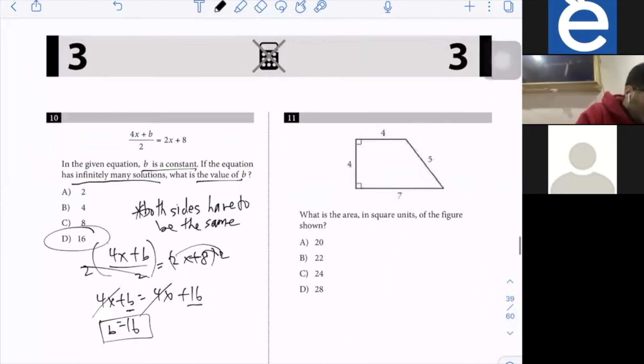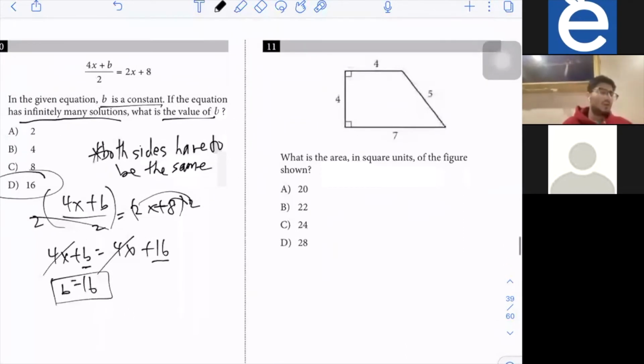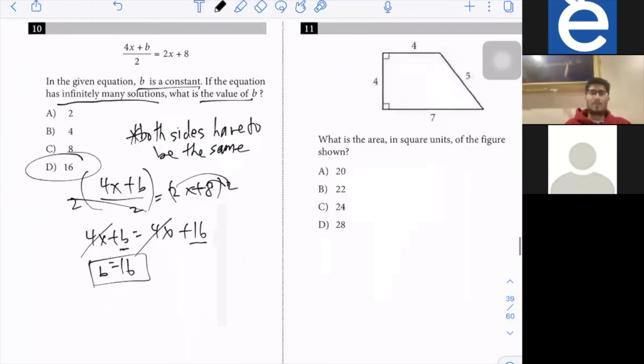Okay, yeah. 10 is 16, because both sides have to be the same or identical. So yeah, b is equal to 16. So just make sure to have both sides the same and distribute properly, and then just compare both sides.